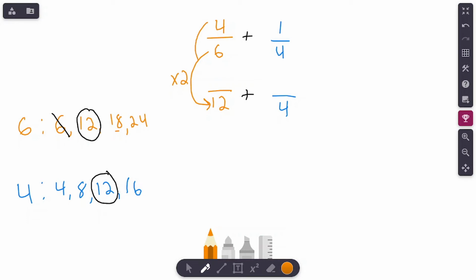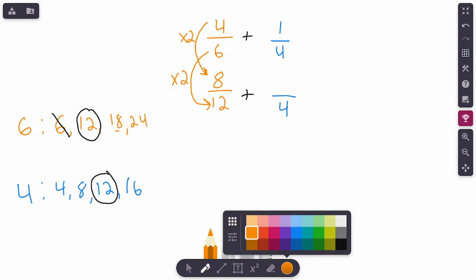If you multiply the denominator by 2, what do you do to the numerator? The same thing. Oh, did you say the same thing? You were exactly right, ladies and gentlemen. Whatever you do to the bottom, you do to the top. So 4 times 2 gives us 8. All right, there's one equivalent fraction.